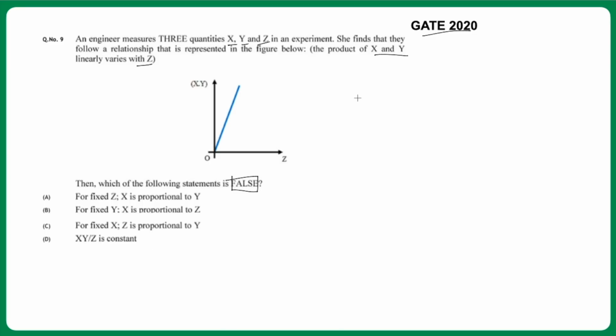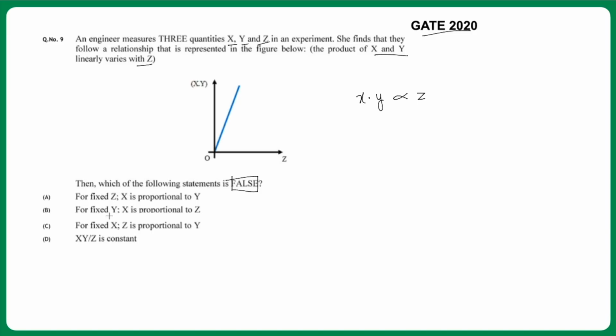So the product of x and y, that is x dot y, varies linearly with z. That means they are directly dependent upon z. That's how you write it down. Okay, so let's look at the statements one by one. Statement 1 says that for fixed z, x is proportional to y. Okay, so let's look at this a little later. Let's see the other one.